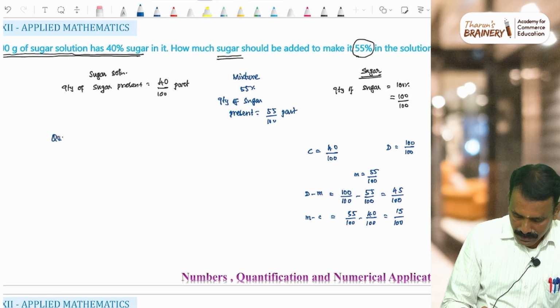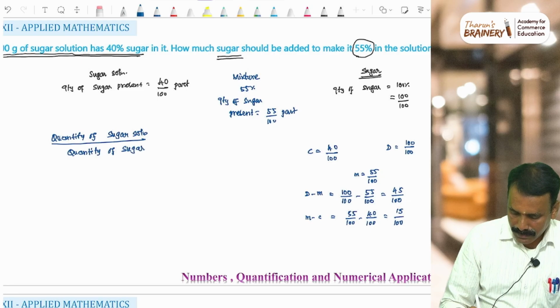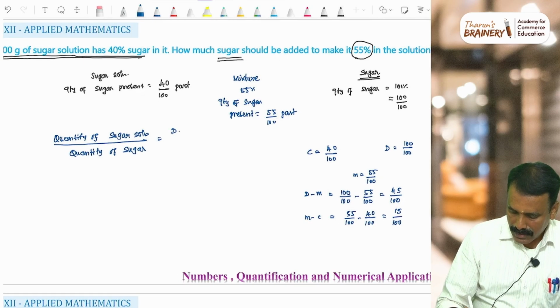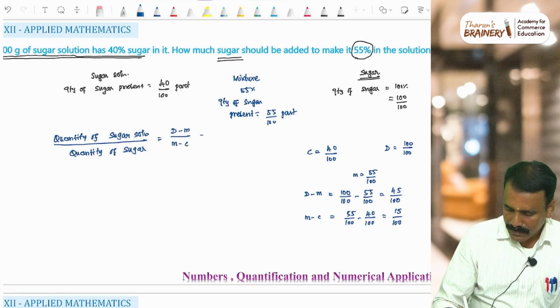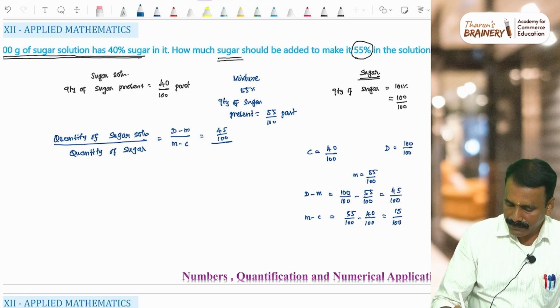So quantity of sugar solution divided by quantity of sugar is equal to D minus M by M minus C. D minus M is 45 by 100, divided by 15 by 100.